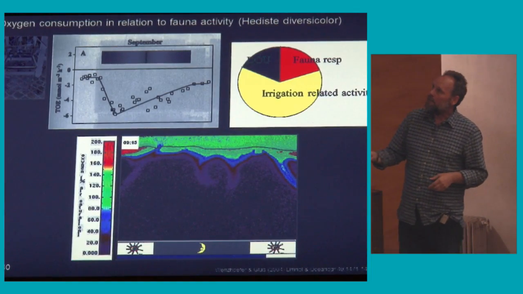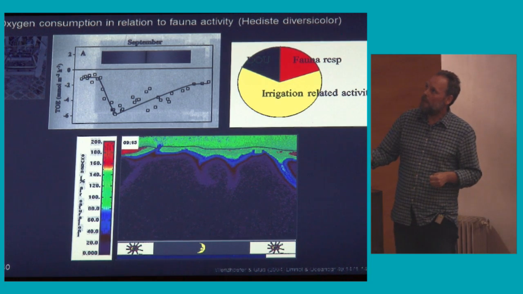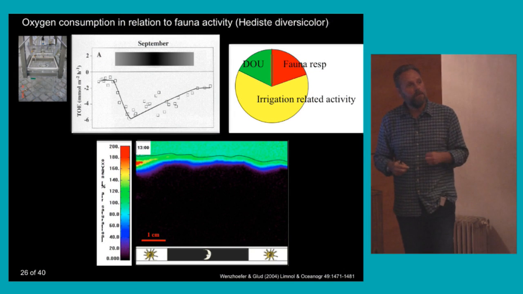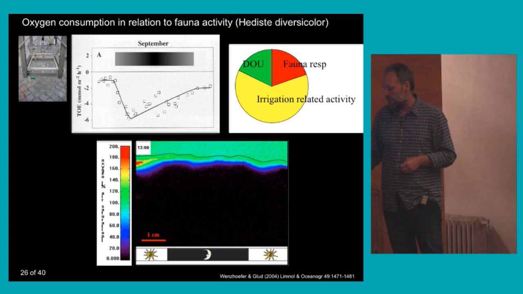Overall, what you can see here is the general perspective that we have the diffusive oxygen uptake rate, this is the fauna respiration, and then the irrigation activity. So the irrigation of fauna in the sediments can drastically enhance the oxygen uptake rate of the sediment.